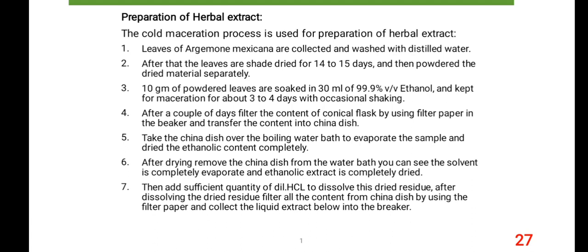Take the china dish over the boiling water bath to evaporate the sample and dry the ethanolic content completely. After drying, remove the china dish from the water bath. You can see the solvent is completely evaporated and the ethanolic extract is completely dried. Then add a sufficient quantity of dilute HCl to dissolve this dried residue. After dissolving the dried residue, filter all the content from the china dish using filter paper and collect the liquid extract below in the beaker. So now the extract is ready for the alkaloid test and for the preparation of the cream.